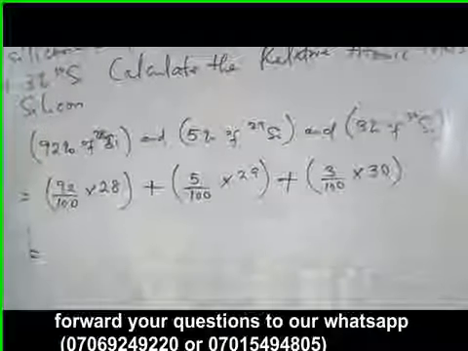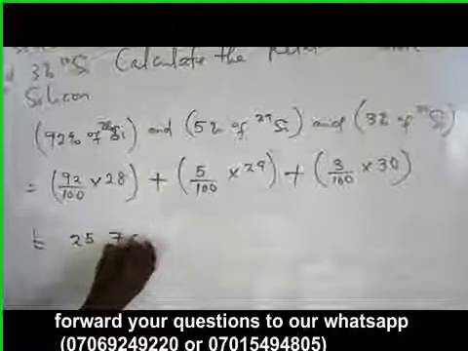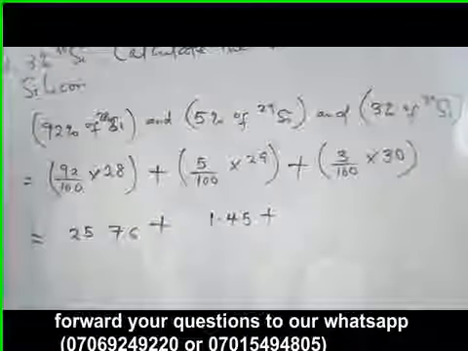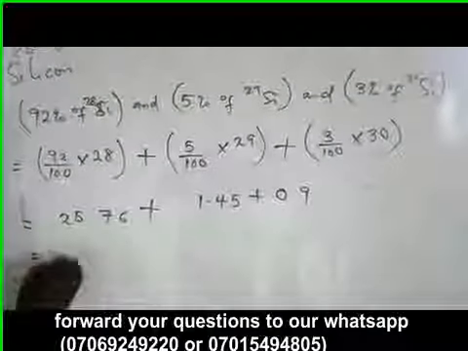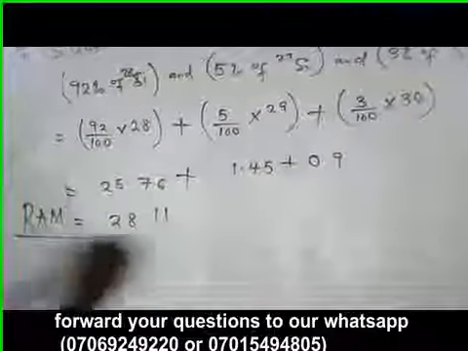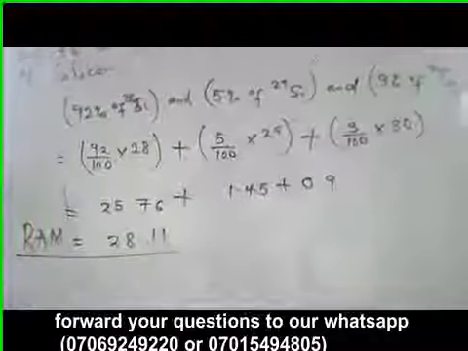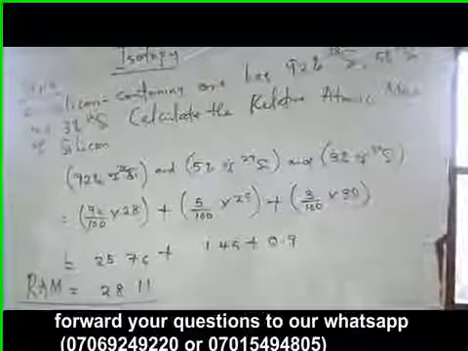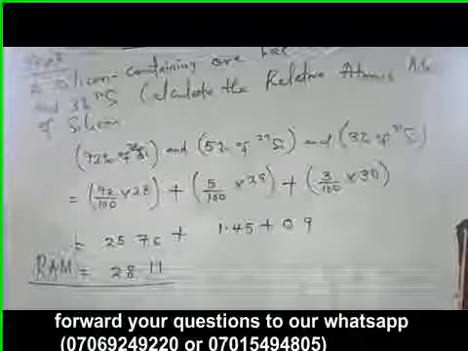When we work this out using a calculator, we have 25.76. The second one adds up to 1.45, while the third one adds up to 0.9. Addition of the three will give us 28.11. That is why the RAM of silicon is 28.11. Normally, the relative atomic mass of some elements is not a whole number because of the isotopes that we have in the different atoms of the element.